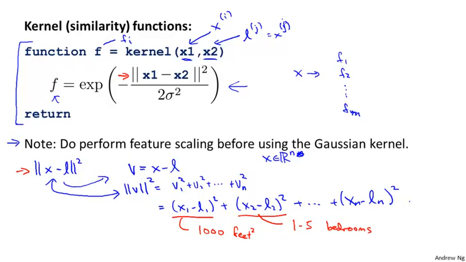And if that's the case, then in this term, those distances will be essentially dominated by the sizes of the houses, and the number of bedrooms will be largely ignored. And so to avoid this, in order to make an SVM work well, perform feature scaling, and that will make sure that the SVM gives a comparable amount of attention to all of your different features, and not just, in this example, to the size of the houses while ignoring the other features.